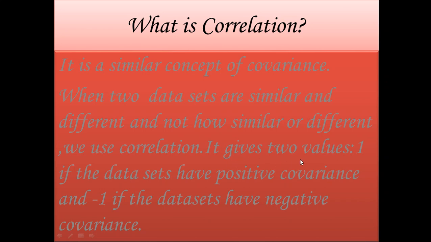That means it gives two values, 1 and -1. It will give 1 if the data sets have positive covariance, and -1 if the data sets have negative covariance. This you need to learn by heart about correlation. Starting from here till here, this is the definition of correlation, which you need to write in the copy too.